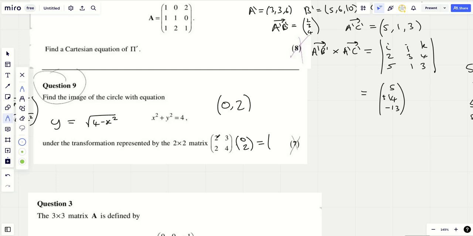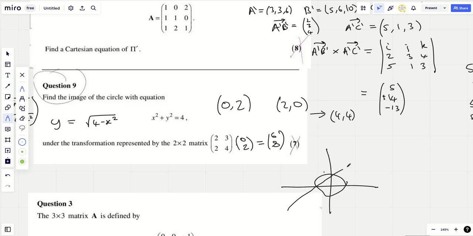Well, if you times this by 0, 2, you actually end up with 6, 8, yeah? And I did a couple more points. I also did 2, 0, and that one went to 4, 4, I think. And I started realising this is going to turn a circle into like a weird squashed ellipse. And that's exactly what it does. Let me show you on GeoGebra.